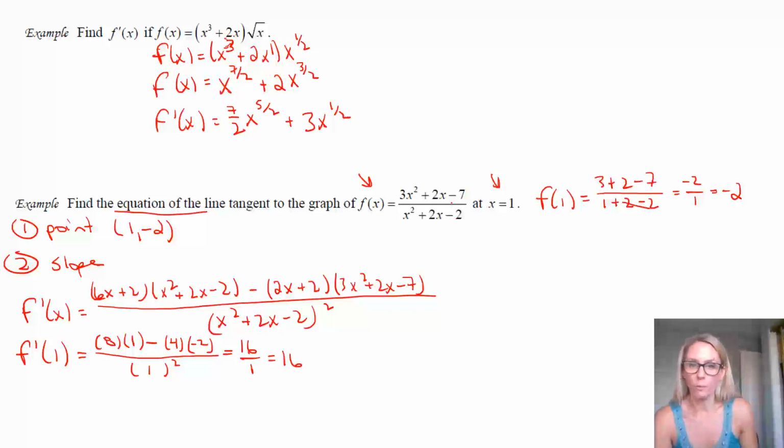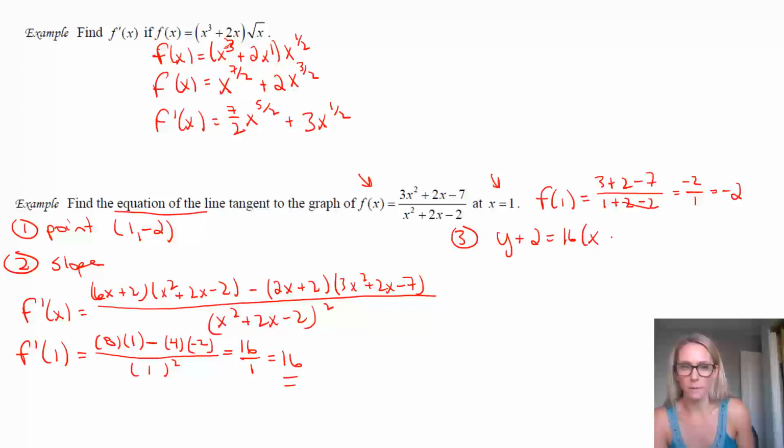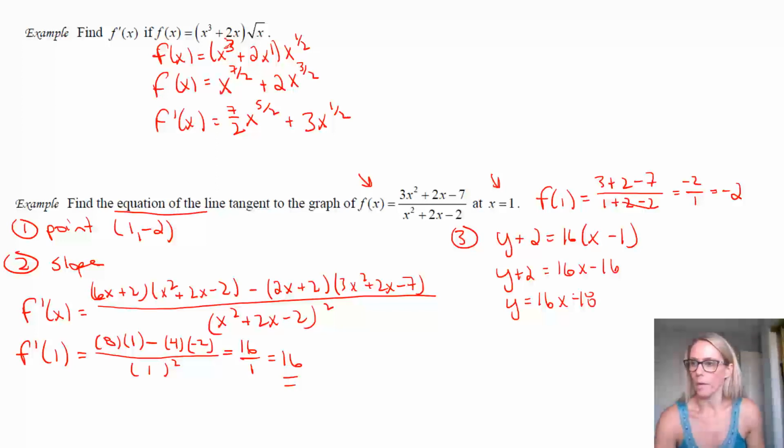And so now we're ready to find that equation of the line. We have everything we need. We've got the point, we've got the slope. So now we can do y minus negative 2, which is y plus 2, equals our slope, 16, times x minus 1. And that's going to give us y plus 2 equals 16x minus 16, or y equals 16x minus 18. And there is our equation of the line tangent to the graph at that point.